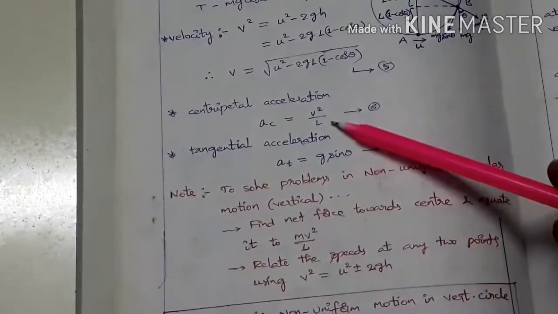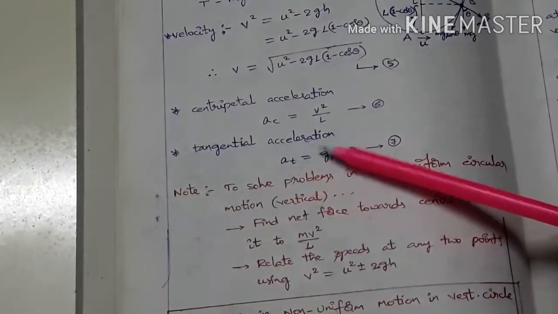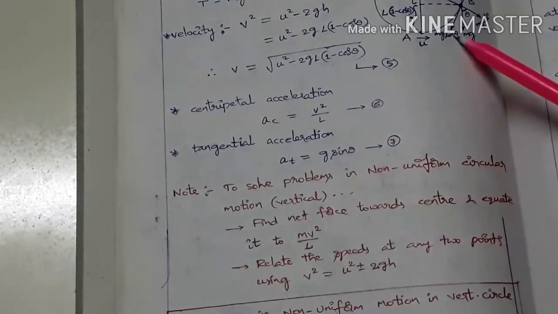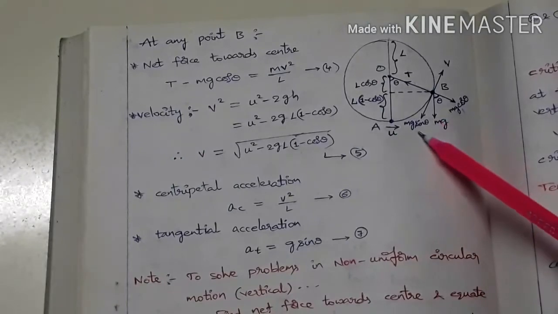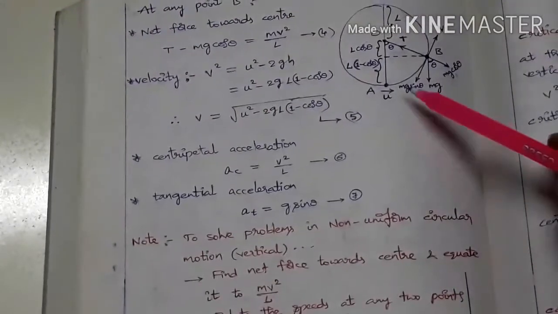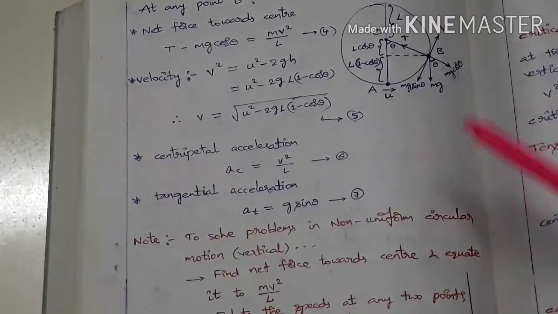So next, what is centripetal acceleration here? AC equal to V square by L. Tangential acceleration AT equal to g sin theta, because mg sin theta is the force acting here, no? Mg sin theta is the unbalanced force here. So what is acceleration? g sin theta. g sin theta is acting along the tangent, so it is a tangential acceleration.